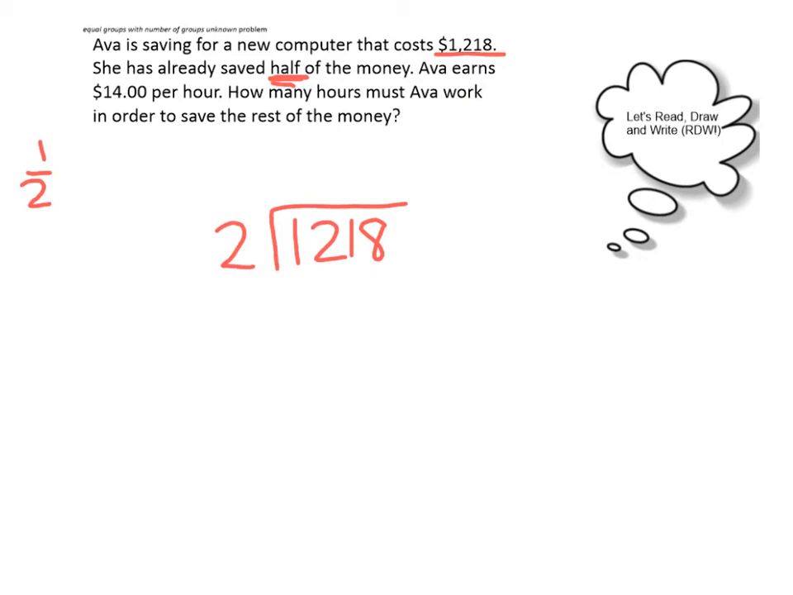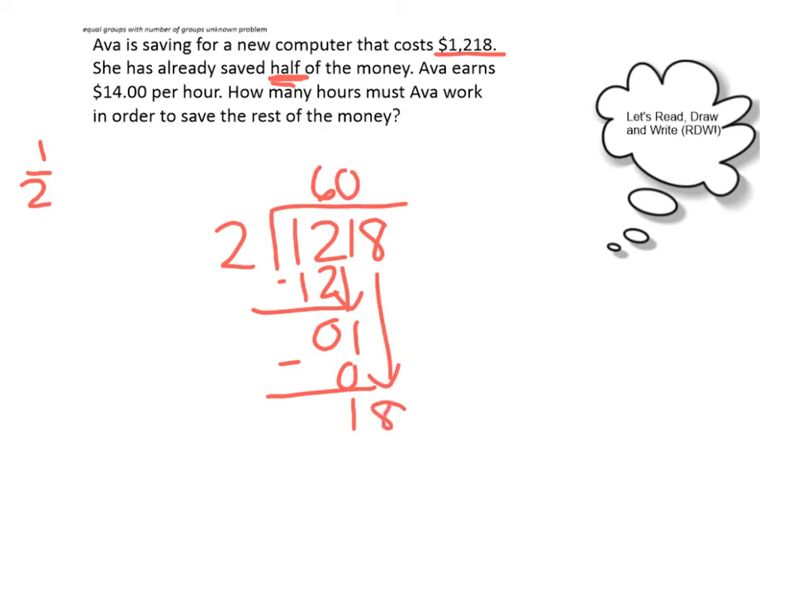So 2 can't go into 1. 2 goes into 12 6 times. 6 times 2 is 12. We subtract and get 0. We bring down the 1. Here's where some kids get tricked. You have to ask yourself, how many times will 2 go into 1? I know it won't go into 1, so it's actually 0 times. 0 times 2 is 0. We subtract and get 1.